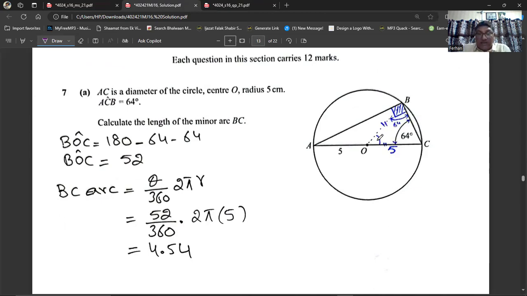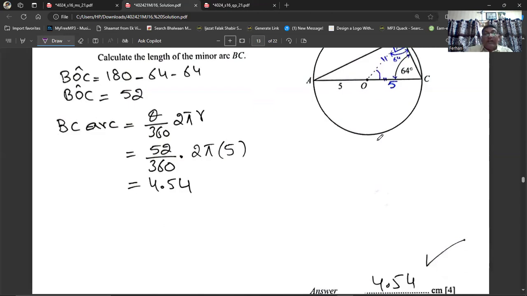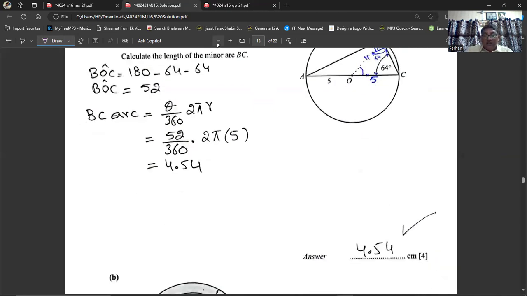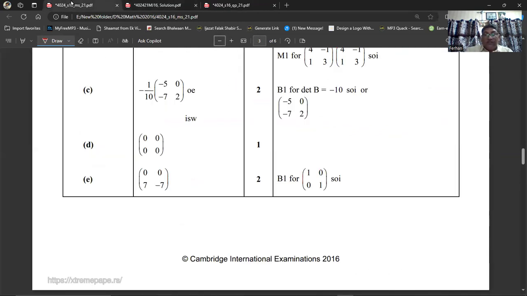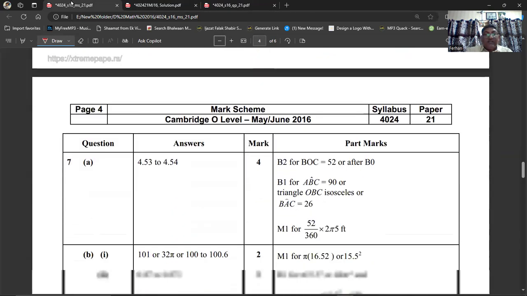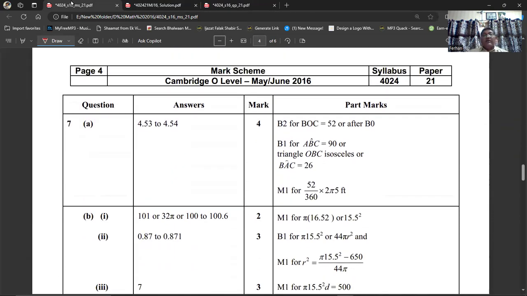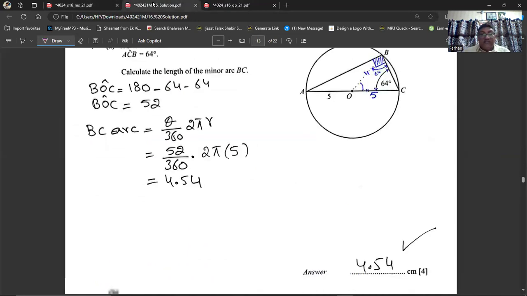The arc BC formula will be theta by 360 into 2 pi r. So it will be 52 by 360 into 2 into pi into its radius, 5. So you will have 4.54. 4.54 is the right answer, sir. Okay, so 7A part, 4.54 is the answer. So let's have a look here. Okay, 4.5 is the right answer, sir. So our answer is right.